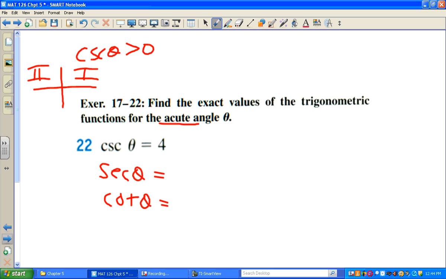Cosecant is going to be in the first quadrant because it says it's acute. Quadrant 2 is not acute, so I'm going to draw it out. Theta is the central angle. 4 is the hypotenuse. 1 is the opposite side, because any number can be written over 1 to get a ratio. Hypotenuse is 4. Opposite side 1 means the adjacent side is what? Square root of what? 15. Very good.